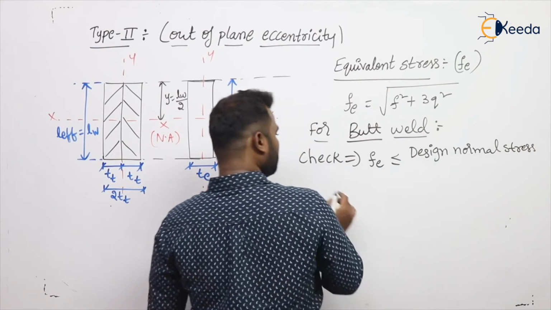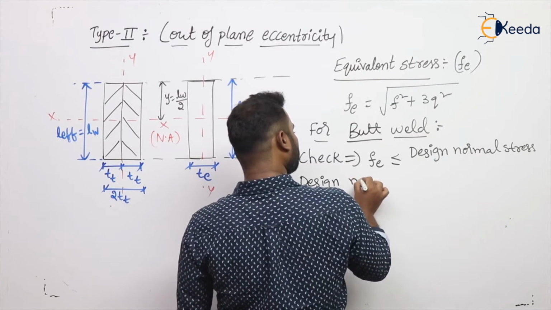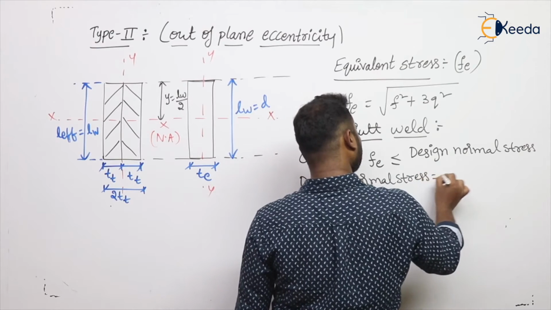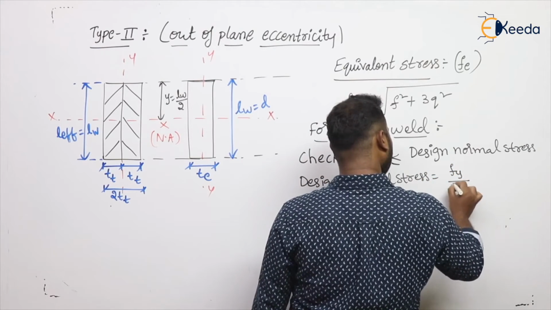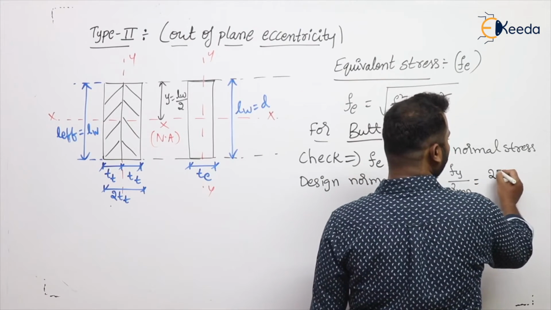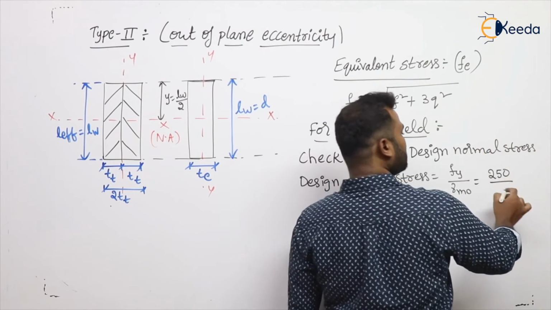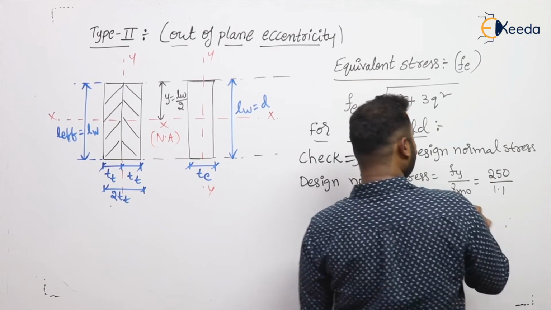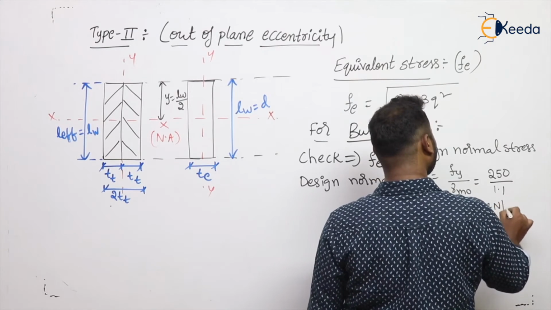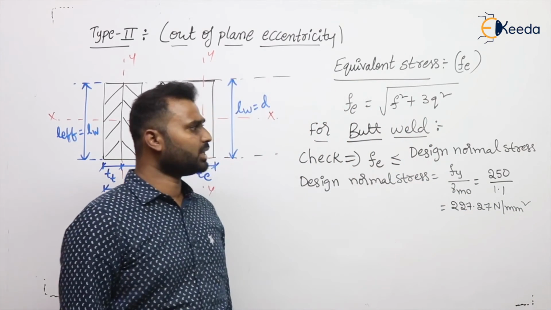Okay, design normal stress. So design normal stress is equal to Fy upon gamma m naught. Basically this Fy for mild steel is 250 and partial factor of safety for structural steel is 1.1. Upon simplifying, we are going to get it as 227.27 Newton per mm square. This is the design normal stress.